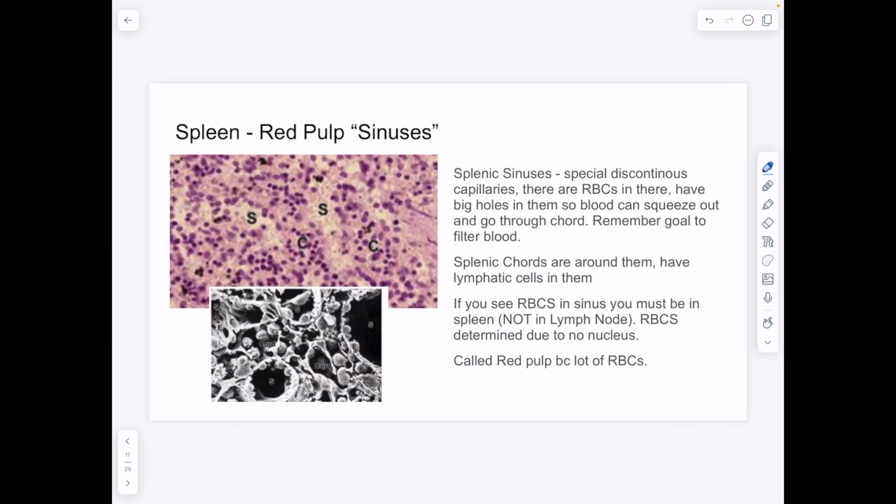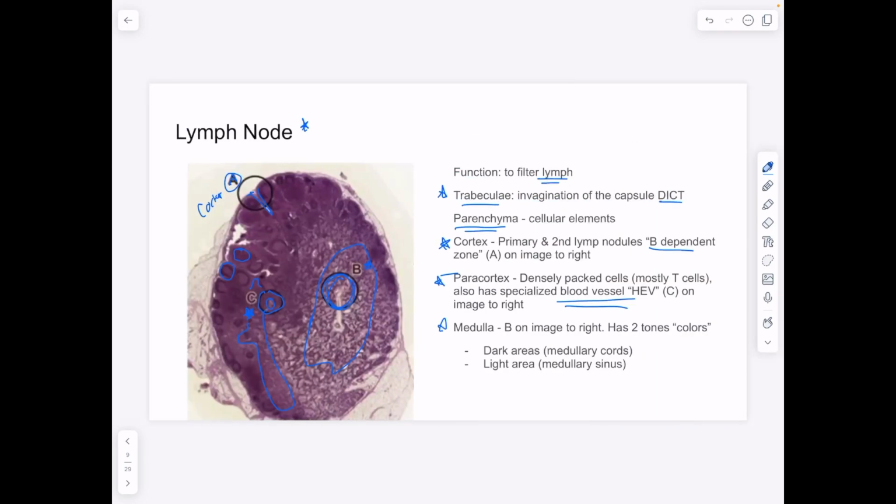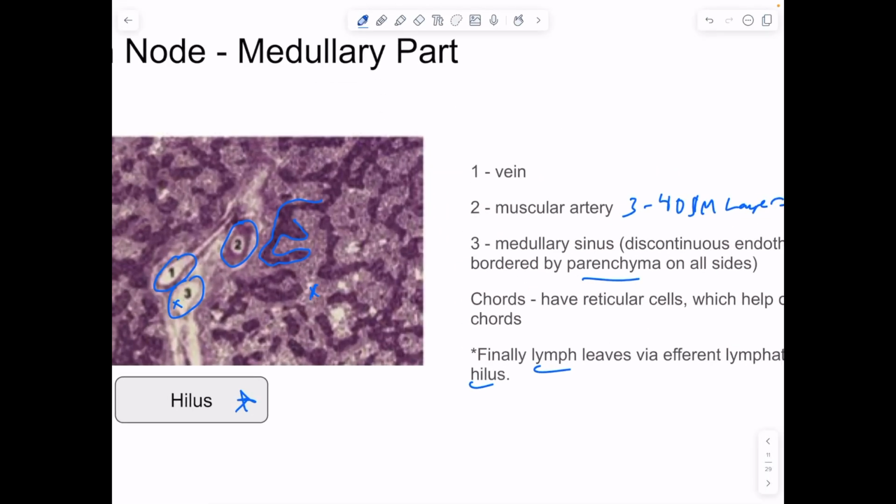All right, the red pulp are the sinuses in the spleen, and so we call them red pulp. It's a little bit harder to tell here, but you do have a bunch of red blood cells, which is why it's called red pulp, even though in this particular staining, you really can't see the red blood cells very well. The red pulp are the sinuses. They're discontinuous capillaries. There are red blood cells in them, not to be mistaken with the sinuses that we saw in the lymph node. If we take a look at these sinuses, right here, we had the medullary sinuses in the lymph node, these guys, and then these are the medullary cords.